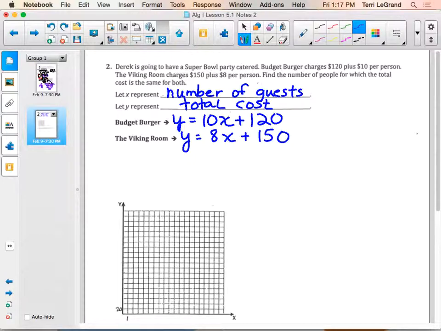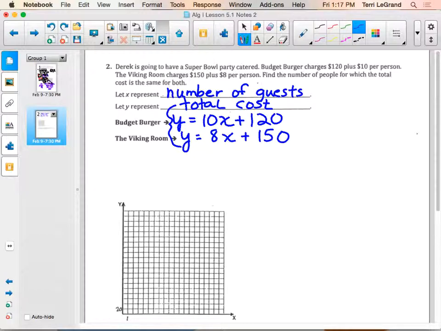Total cost for Budget Burger is $10 for every person plus $120 just because they're going to show up and do it for you. And then Viking Room, same thing, total cost, they're going to charge you $8 per person. They charge you less per person, but they have a higher starting cost, don't they? Okay, so there's our system. Let's just put a nice little fancy bracket on right there saying these two are going to work together, folks.